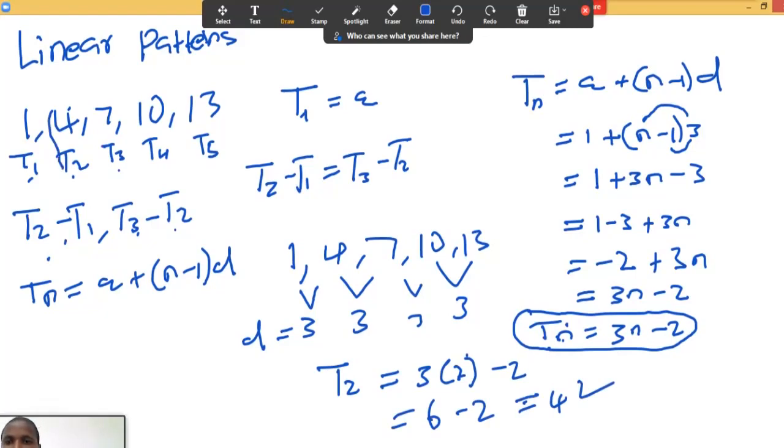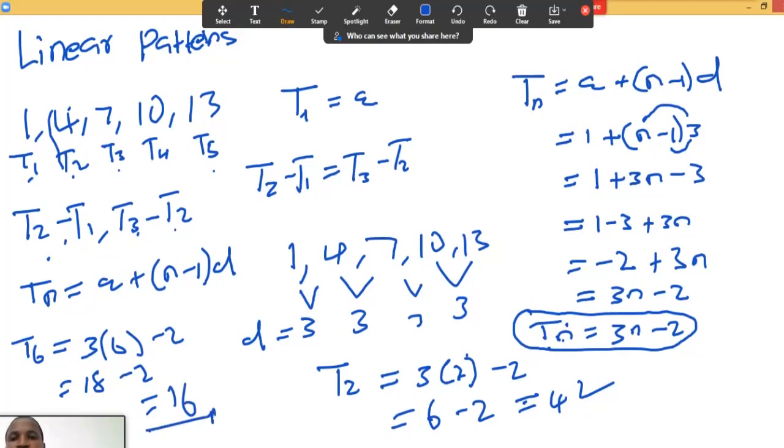Suppose we want to find a term that is not here. Let's say the question says find term 6, for example. To find term 6, we do the same thing. This is our general formula, so T6 is equal to 3 into 6 minus 2. 3 times 6 is 18, so we have 18 minus 2. So term number 6 is going to be 16. So our next term will be 16. So you can find any term in a sequence here.